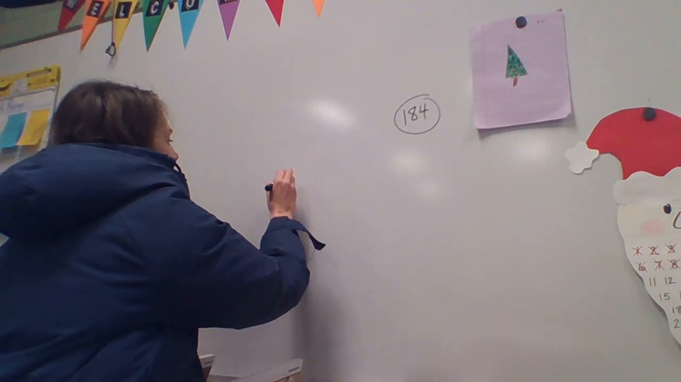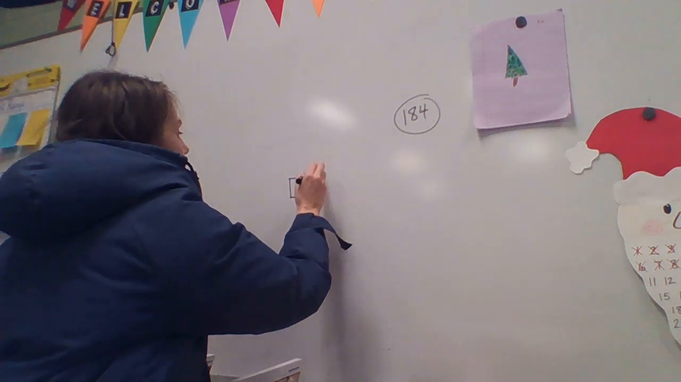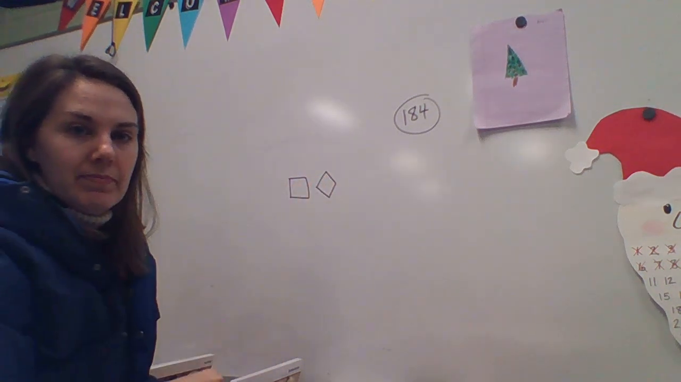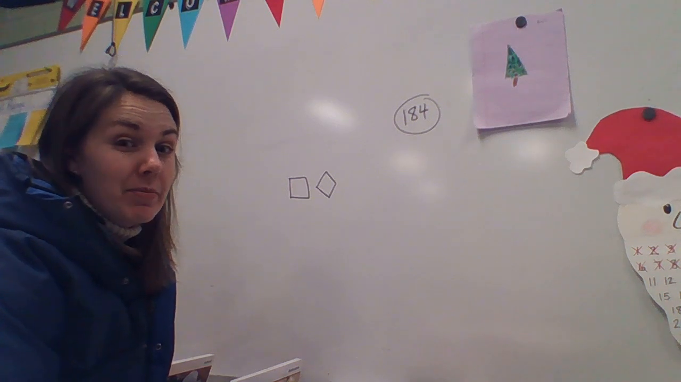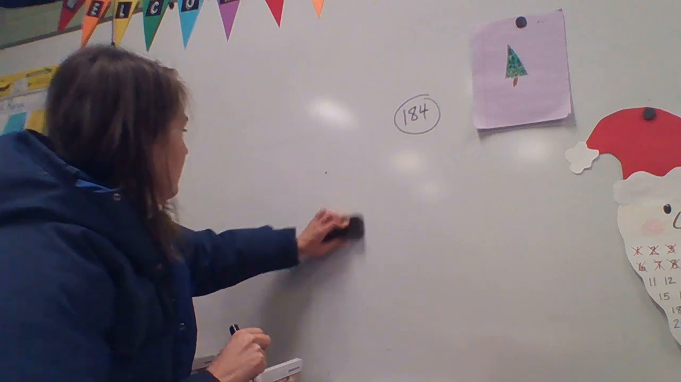So A has a square. That fits with having an even side. And then it has a diamond. Diamond has 4 sides, therefore it's an even number of sides, so A will not work. Okay, let's look at B.